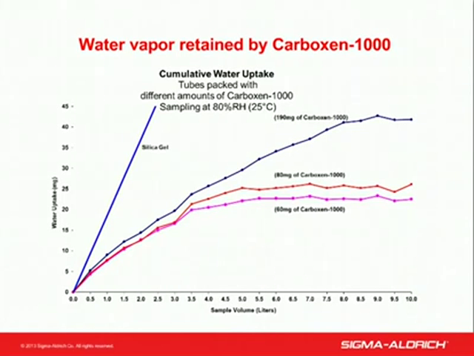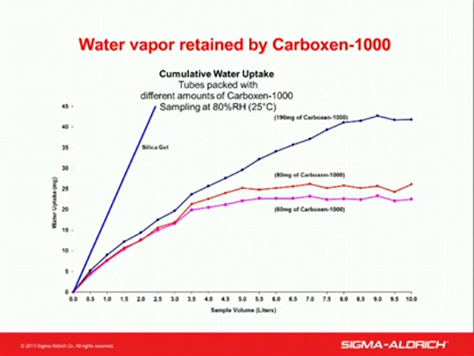In this experiment, we show how much water is retained by Carboxen 1000. For this experiment, we packed the tubes with Carbopack B and different amounts of Carboxen 1000, which is a carbon molecular sieve. The relative humidity for this experiment was 80%, and the absolute humidity was 18 milligrams per liter. The solid blue line is the total mass of water being collected by the silica gel tube, and after sampling 2.5 liters of air, the amount of water retained by the tube with the least amount of Carboxen was 16 milligrams of water, and the tube with the most Carboxen retained 18 milligrams of water. The silica gel tube collected 46 milligrams.